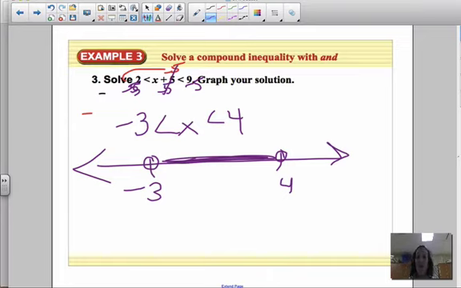All right, so now this concludes the podcast 5.4, Graphing and Writing Compound Inequalities.